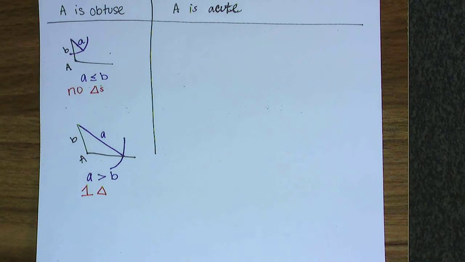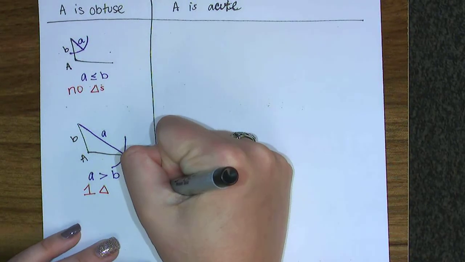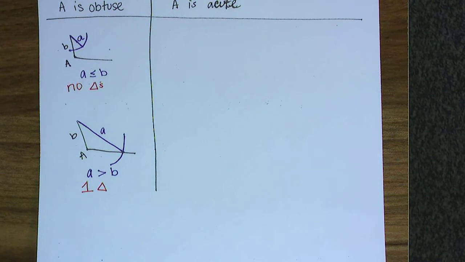Alright, so those are the two obtuse cases. If angle A is obtuse, or your given angle is obtuse, it can form either no triangles or one triangle. So how about if it's acute? Well, let's see what happens if we have an acute angle.